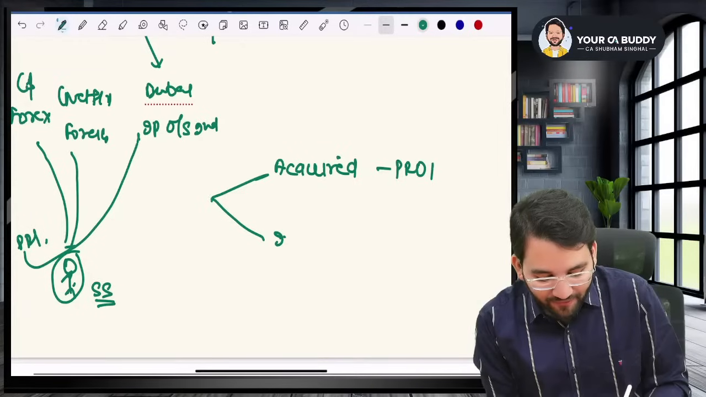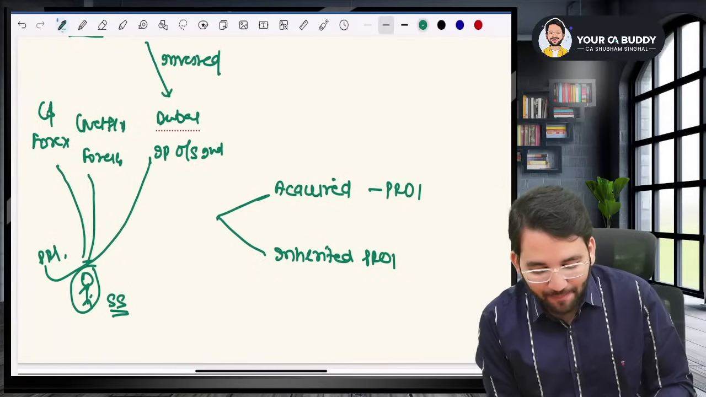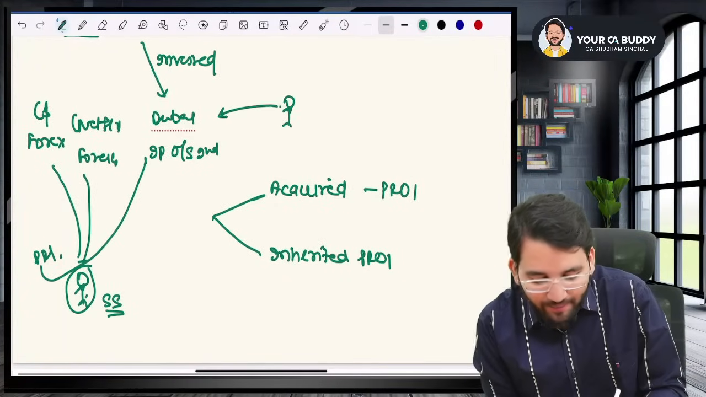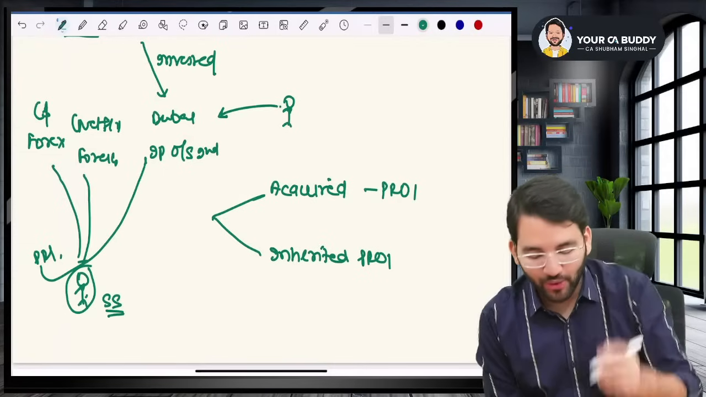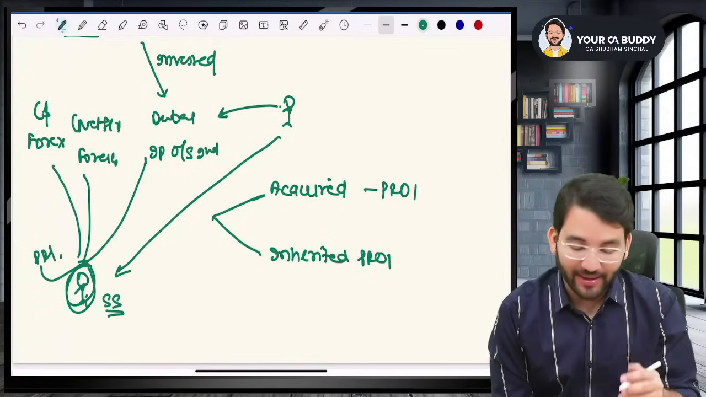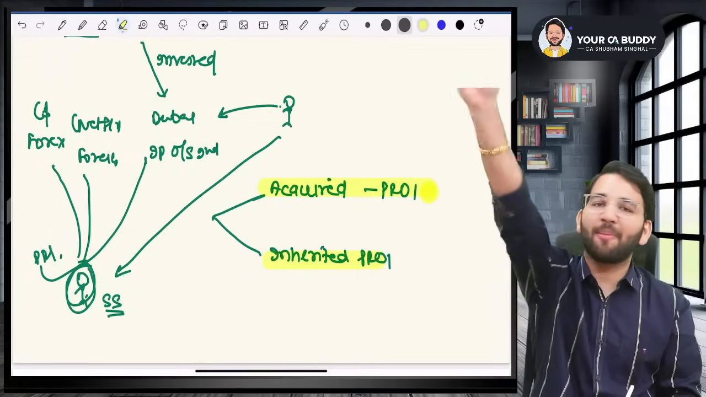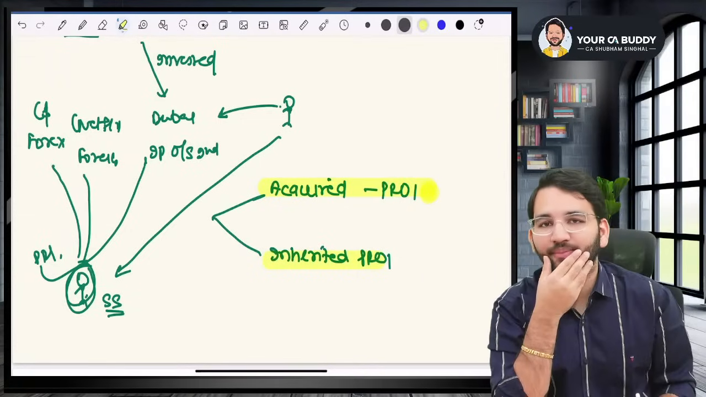And number two, if it was inherited from a PROI. So for example, if my dad had a property in Dubai, he bought it when he was a PROI, but later on he gave it to me. I inherited that property. Then also it is fine. So either it should be acquired when you are a PROI or it is inherited from a PROI. Only then you can hold it.